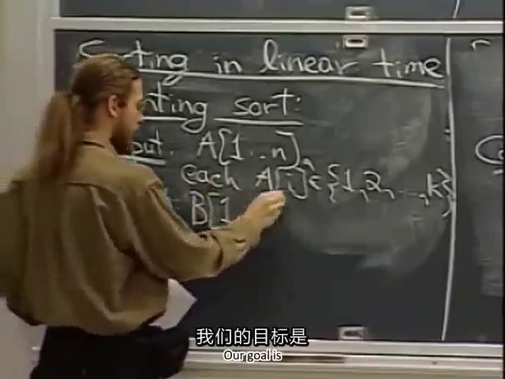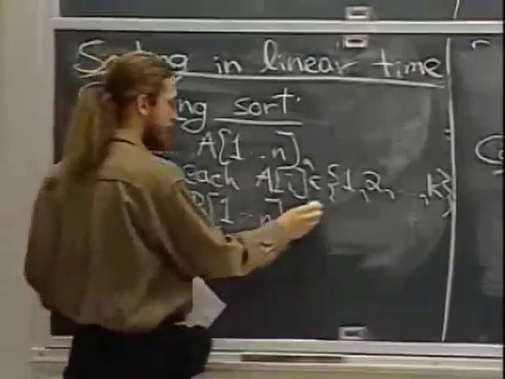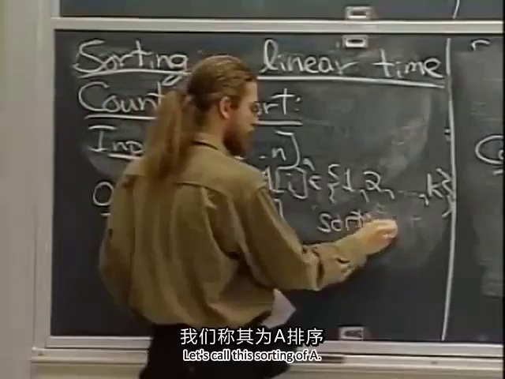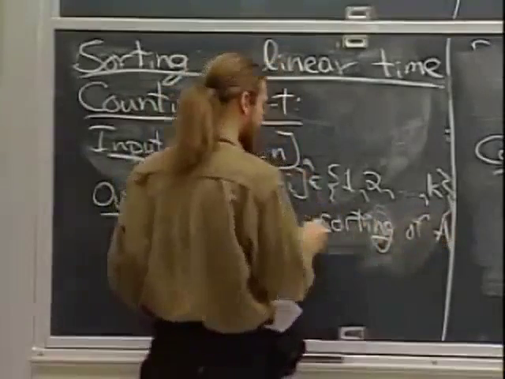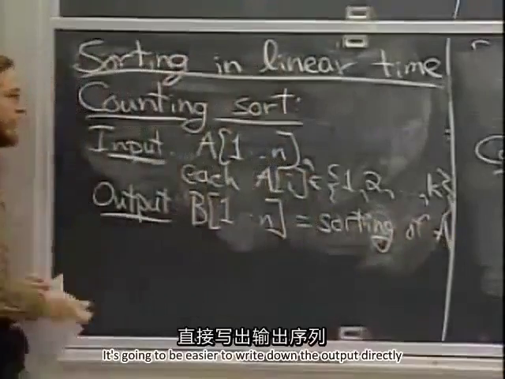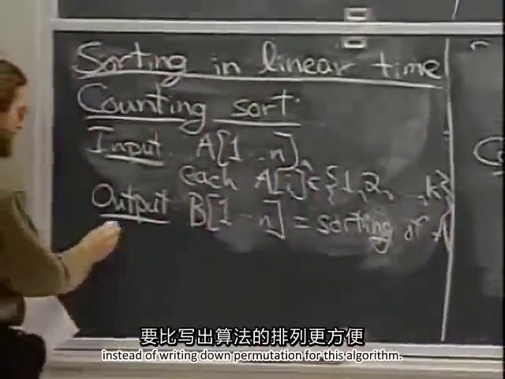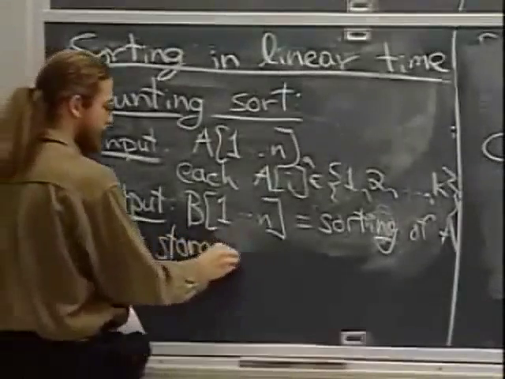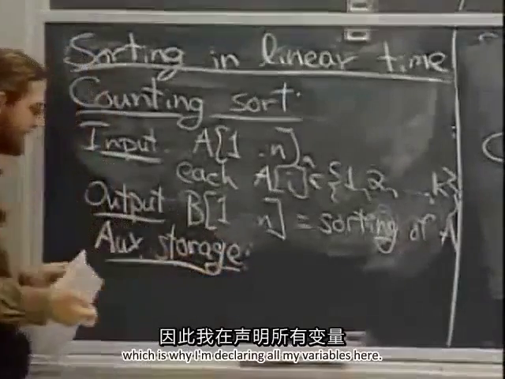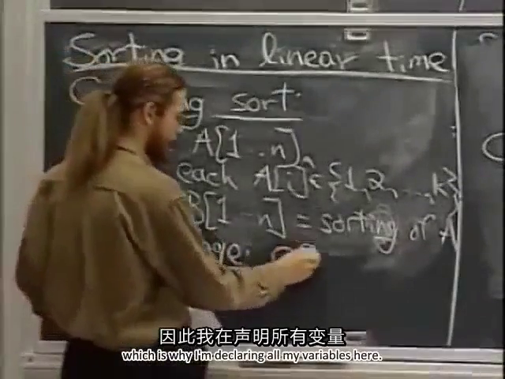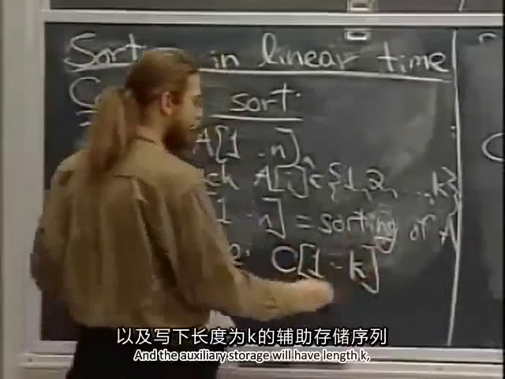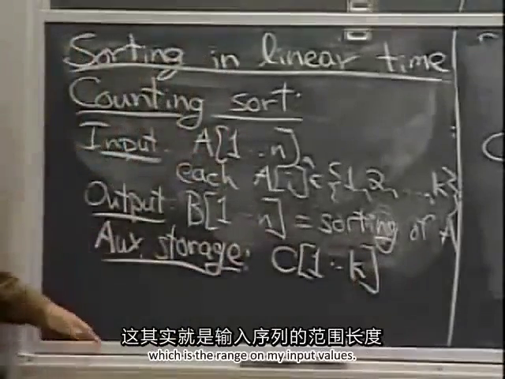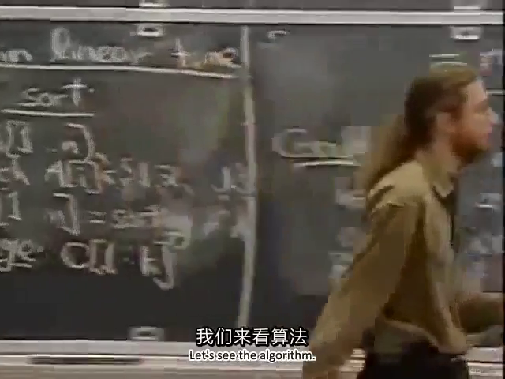Our goal is to output some sorted version of this array. Let's call this sorting of A. It's going to be easier to write down the output directly instead of writing down a permutation for this algorithm. And then we have some auxiliary storage. I'm about to write down the pseudocode, which is why I'm declaring all my variables here. The auxiliary storage will have length k, which is the range on my input values. So let's see the algorithm.